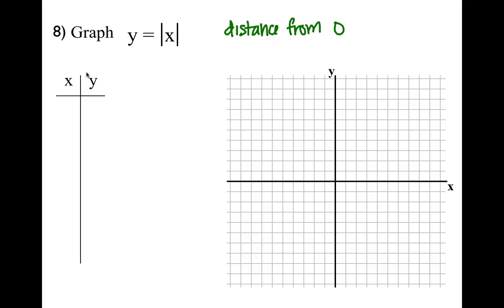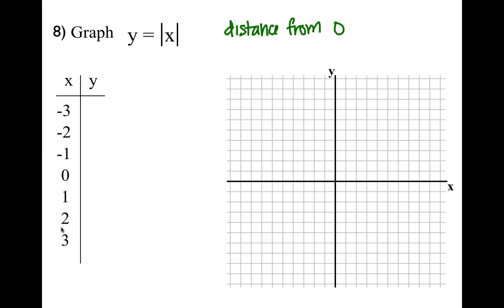So this is when I'm going to have to create a table. Again, you need at least 5 points, and we like to use -2, -1, 0, 1, and 2. Here you'll see that I'm using -3 and 3. You don't have to, but I just want you to see the general shape of it all.